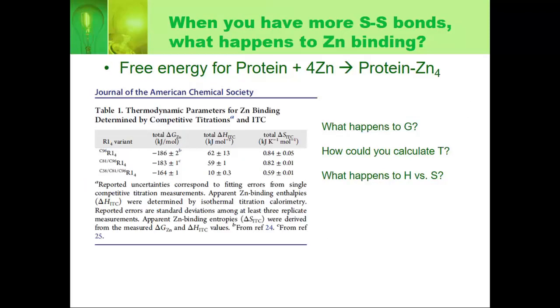So what they did is they went through and added in these disulfides one by one, okay? And they measured zinc binding delta G, delta H, and delta S. Now, they don't give you a negative T delta S, they just give you the delta S. But you can still compare within each column. It's just hard to do this.